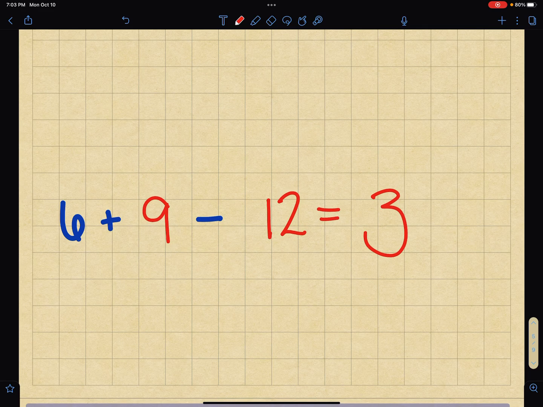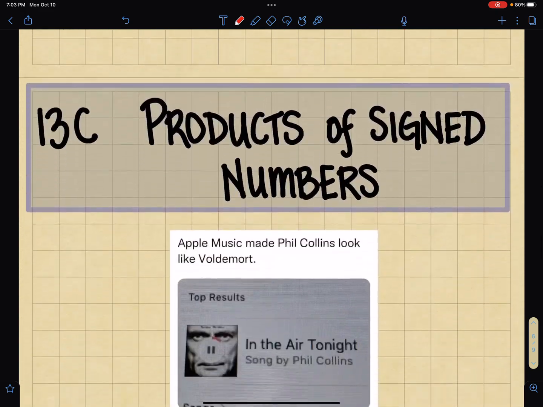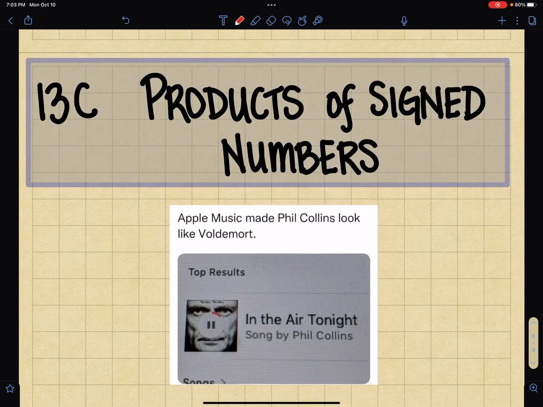Okay, speaking of rules, we're going to do a few more rules, which is the products of signed numbers.